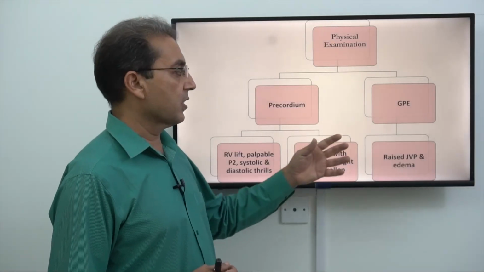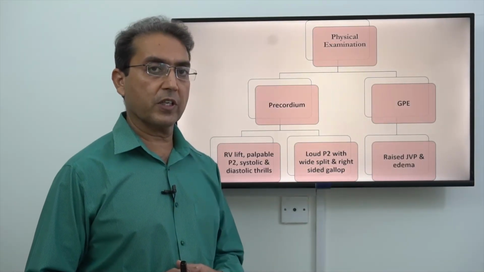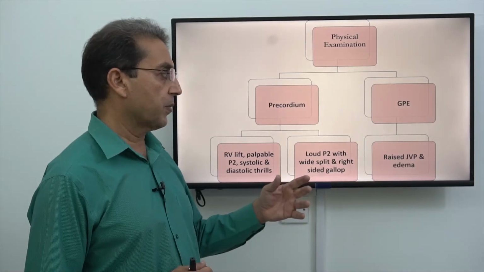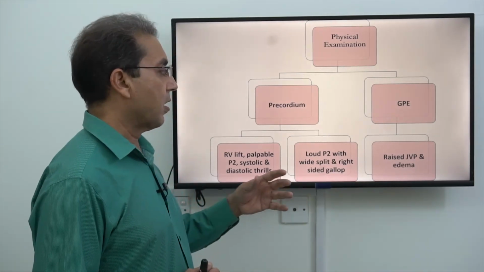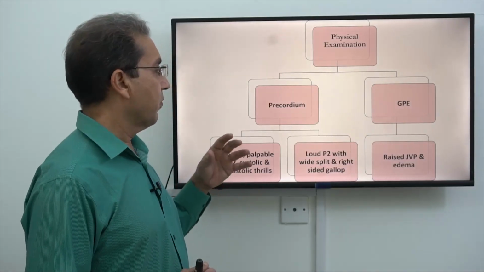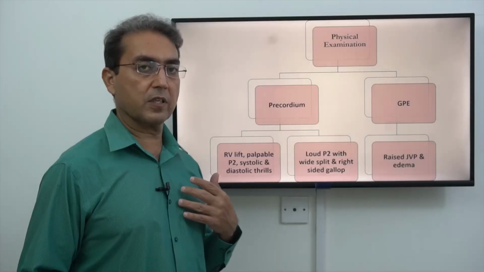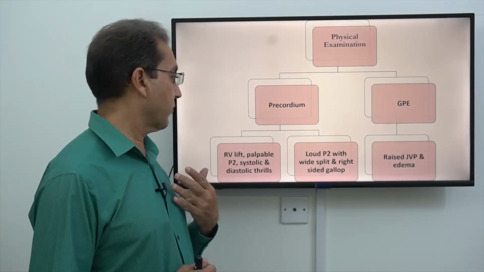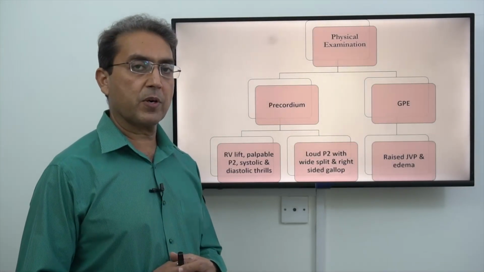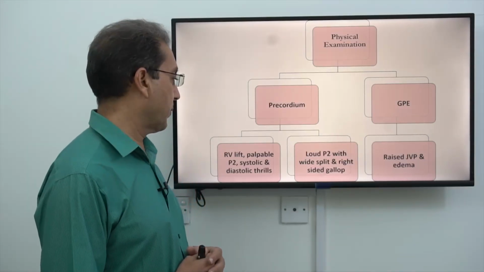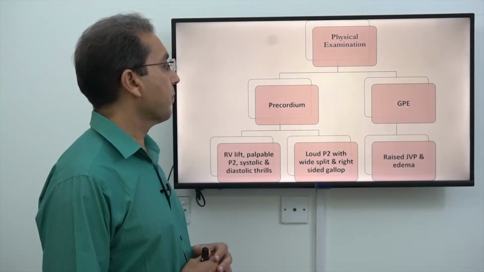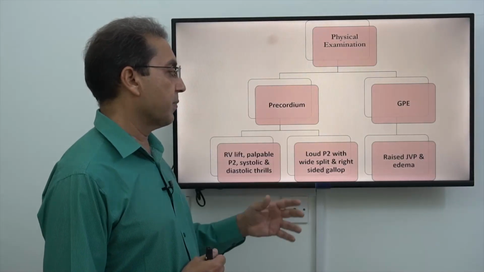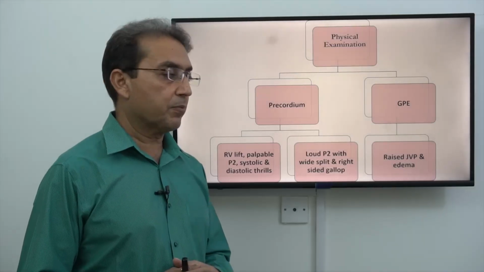On physical examination, general physical examination may reveal a raised jugular venous pulsation. There may be a prominent A wave when there is pulmonary hypertension. The patient may have dependent edema. There may be an enlarged liver, or there may be ascites as well. When we examine the precordium, we see a left parasternal lift because of the increased pressure in the right ventricle. So you see a left parasternal lift. There may be a palpable component of the second heart sound, that is P2. The patient may have diastolic thrills. There is a loud P2 with wide split, and there may be a right-sided S3 gallop.